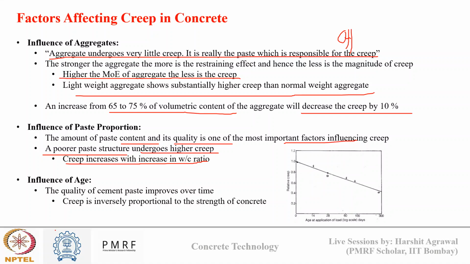And last here is the age of concrete. As concrete ages, the hydration proceeds, and thus the quality of cement paste improves over time. So creep will be inversely proportional to the strength of concrete. We can see the same from the figure also, where creep is plotted against age at the application of load. You can see as the age is increasing, the creep value is decreasing.